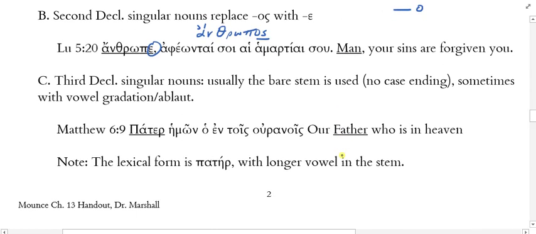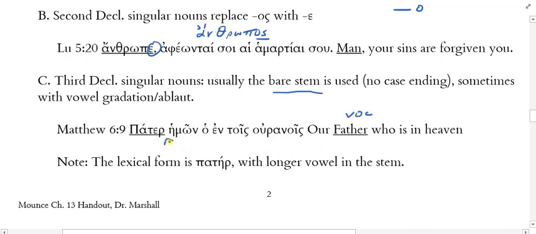Then we have some third declension singular nouns, where usually the bare stem of the noun is used. That is to say, there's no case ending attached. And sometimes with vowel gradation or ablaut. So take a look at Matthew 6:9. This is the Lord's Prayer. We have Pater hemon ho en tois ouranois. Our Father who is in heaven. Vocative. Okay. Our Father is the addressee.